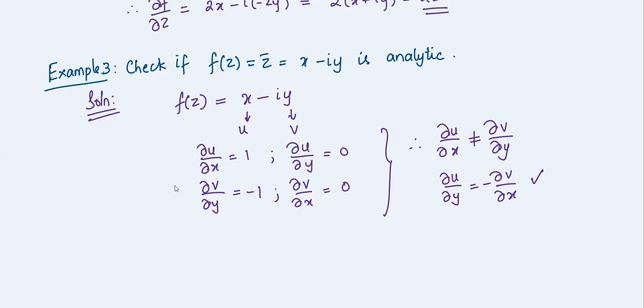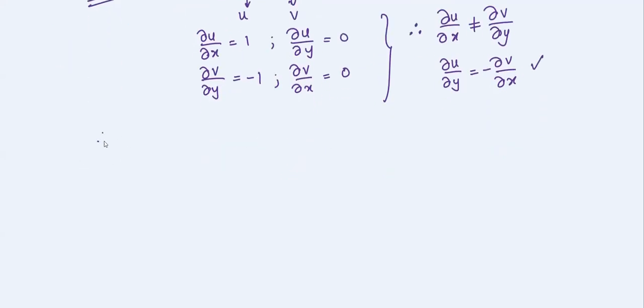So it is never possible that dou u by dou x equals dou v by dou y. That means at no point the function is differentiable. Therefore, f of z equal to z bar is not analytic. Analytic means throughout we talk. So it is not differentiable at any point.